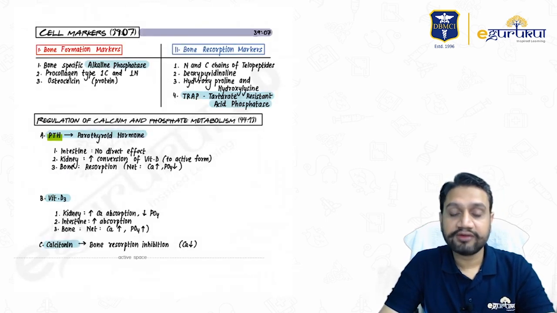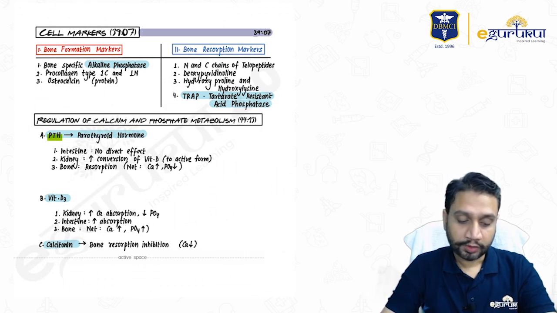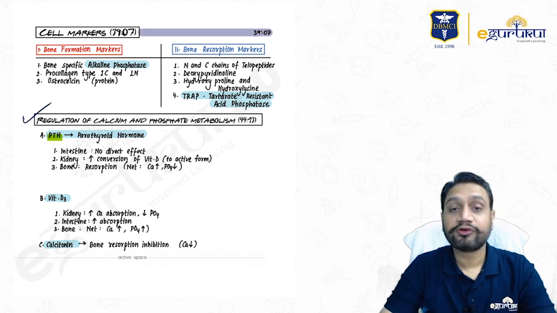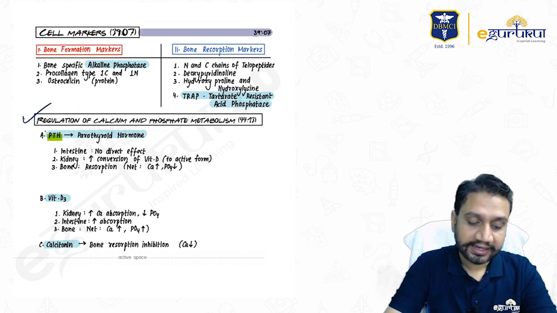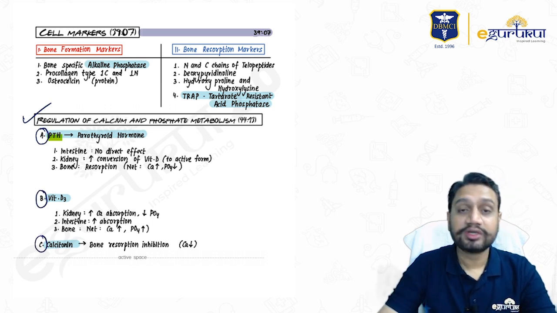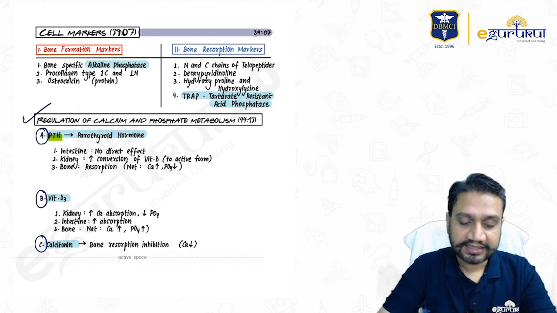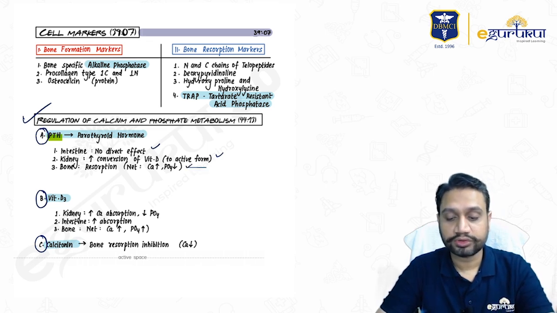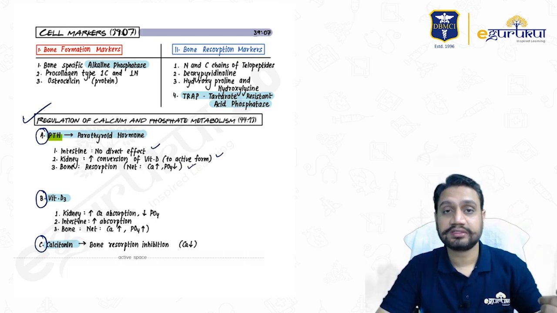This is again from your e-Gurukul notes, what we have discussed there, the regulation of calcium and phosphate metabolism. It is by three important factors: the parathyroid hormone, vitamin D3 and calcitonin. So how does parathyroid hormone help? In the intestine, there is no direct effect, but on the kidneys, it increases the conversion of vitamin D to the active form, and in bones, it causes resorption of the bones. Why resorption of the bones? So that it can maintain the serum levels.